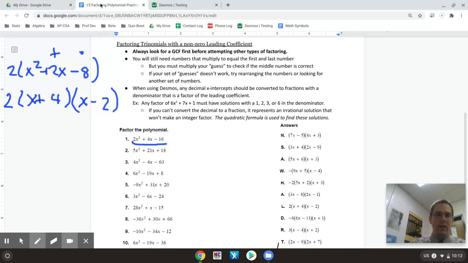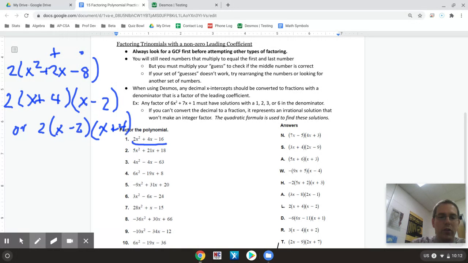If I would have put those factors in different order, like the x minus 2 in front of the x plus 4, that would have been okay as long as the factors are the same. But you cannot switch up the signs. So if I had a plus 2 and a minus 4, that would have been a problem. So that shows you how to handle that.